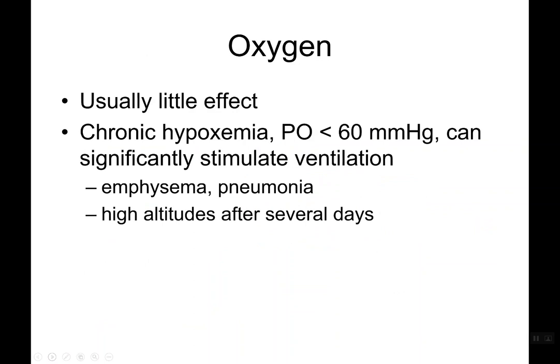Oxygen usually has little effect, at least in the short term, which is paradoxical because you think of breathing as being designed to collect oxygen, and yet we've just seen that carbon dioxide and indirectly acid have more of an effect on breath than oxygen does. So chronic hypoxemia, which is a partial pressure of oxygen of less than 60 millimeters of mercury, can significantly stimulate ventilation, but it must be chronic, meaning over time, not acute.